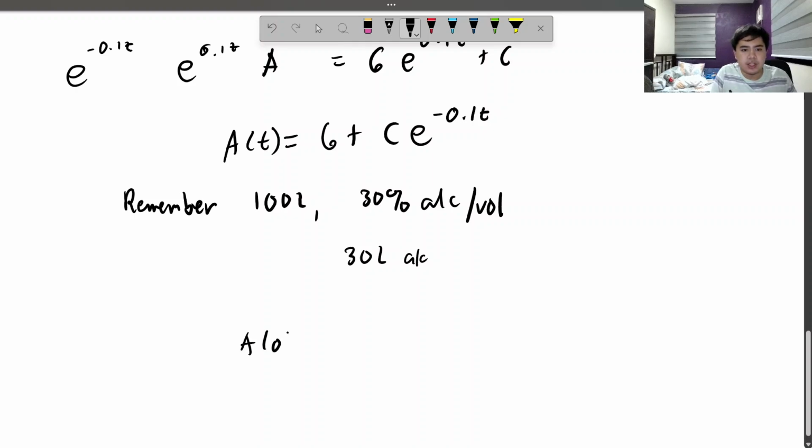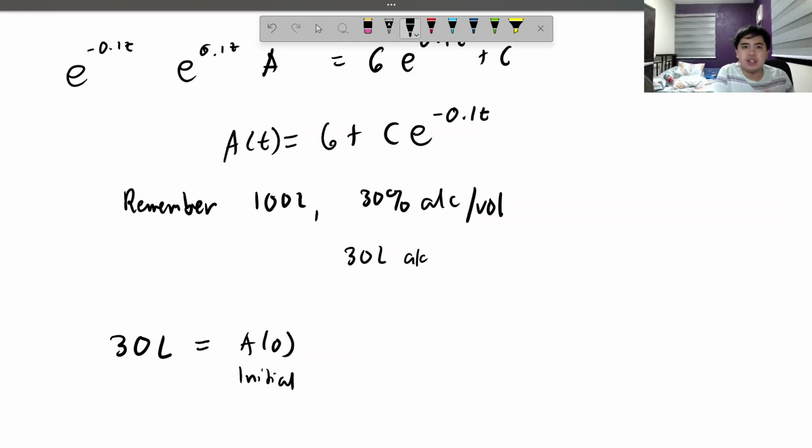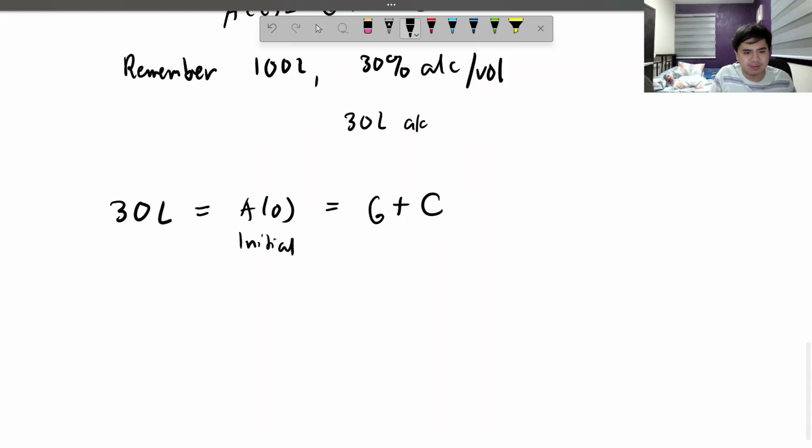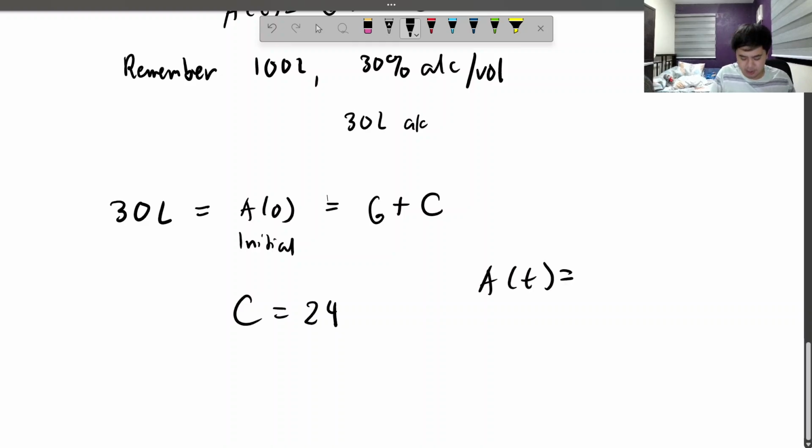A of 0, which is the initial condition, we know this is equal to 30 liters because at the start there was 30% of 100 liters worth of alcohol. So there's 30 liters of alcohol in the initial vat. And we can substitute 0 here: 6 plus C times e to the negative 0.1 times 0. That's just e to the 0, which is 1. So C times 1 is C. So isolating C, you get C equals 24. And that's C. So going back, A of t equals, oh, there it is.